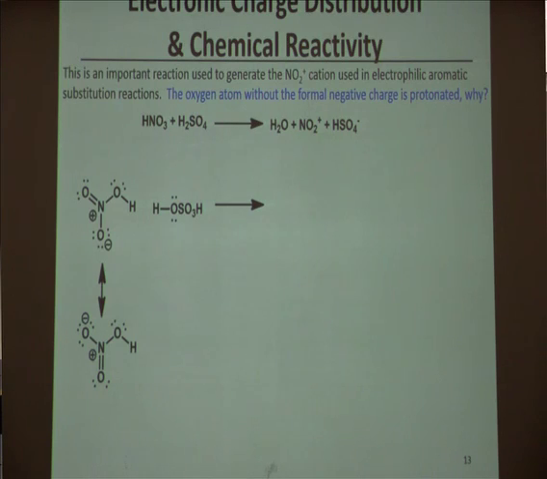This is a nitration reaction. And the first part of the nitration reaction is generating this NO2 plus cation.